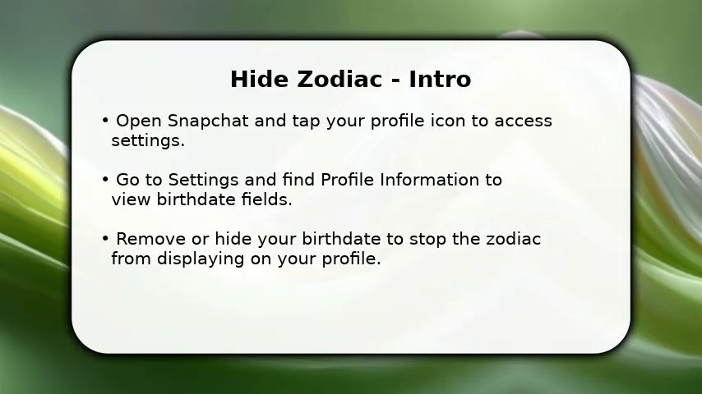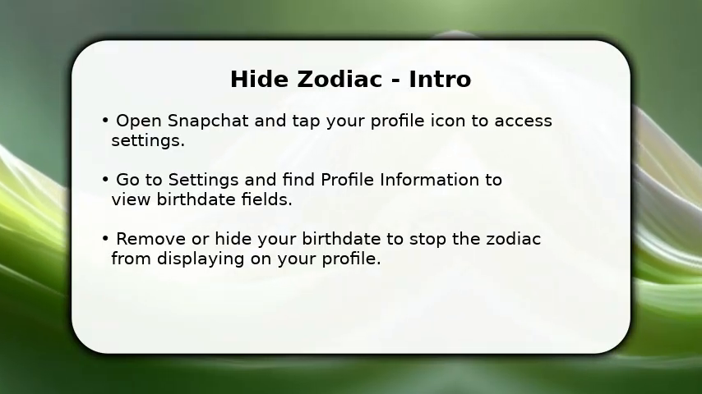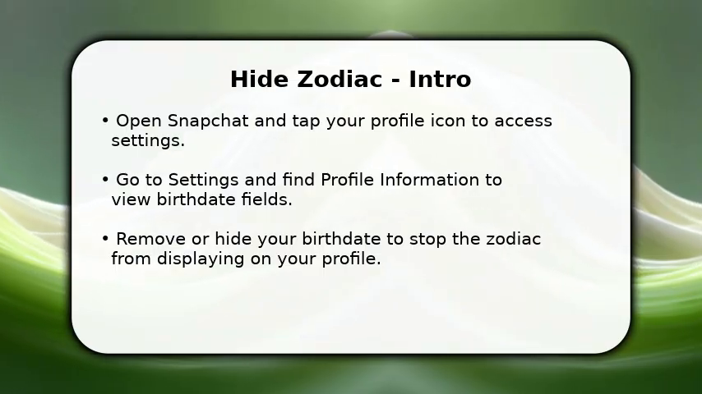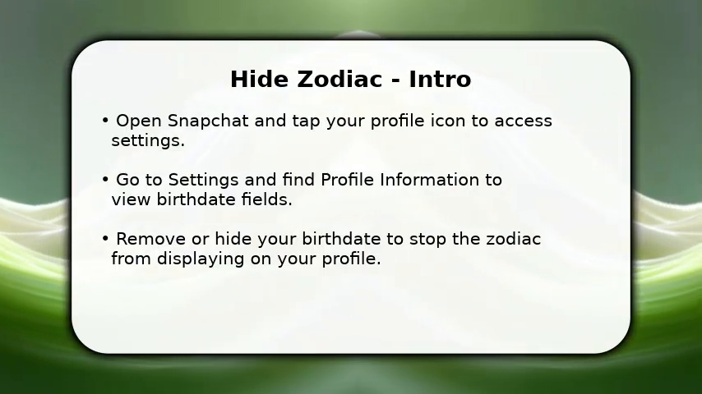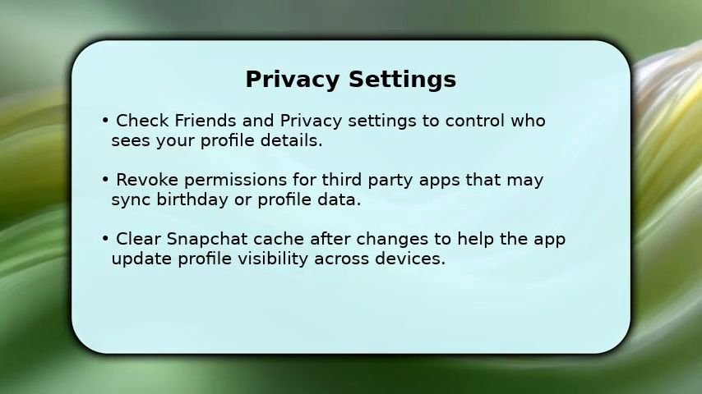Select the field and choose to hide or remove your birth date to prevent the Zodiac from displaying. Save changes and refresh your profile to confirm the sign is no longer visible. Go to Friends or Privacy settings to ensure Zodiac isn't shown elsewhere.